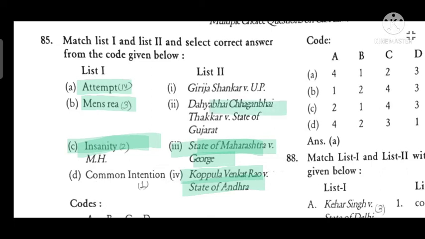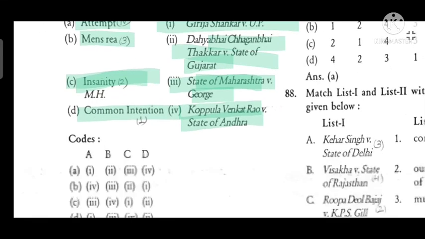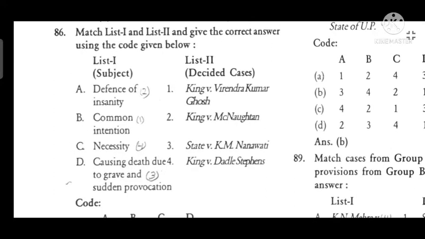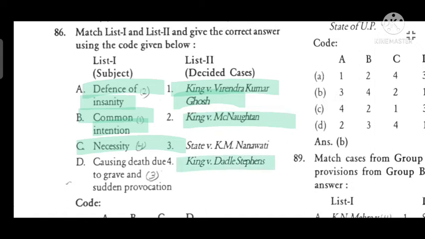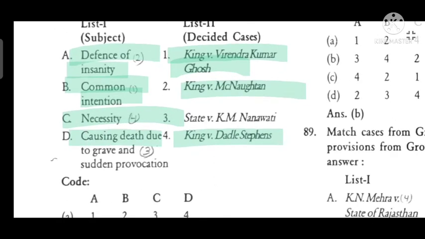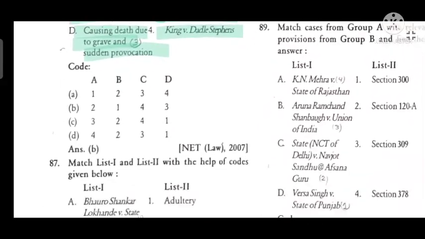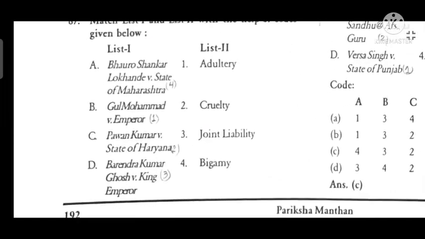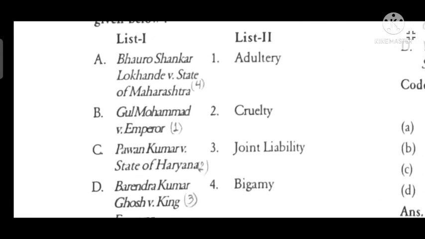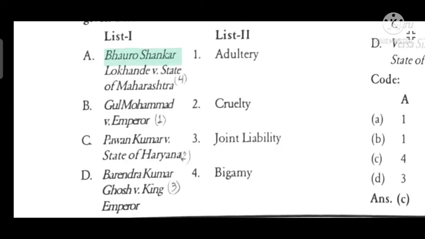Dayabhai Chhaganbhai Thakkar versus State of Gujarat, common intention. Girija Shankar versus State of UP, defense of insanity. King versus Manghton, common intention. King versus Barendra Kumar Ghosh. Necessity, R versus Dudley and Stephens, causing death due to grave and sudden provocation. State versus K.M. Nanavati. Bahurao Shankar Lokhande versus State of Maharashtra, bigamy.